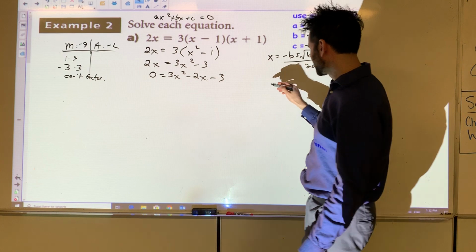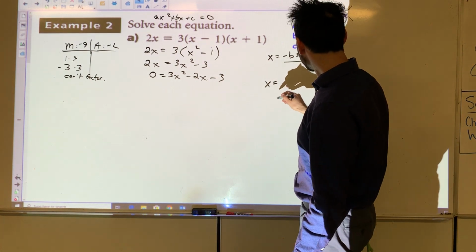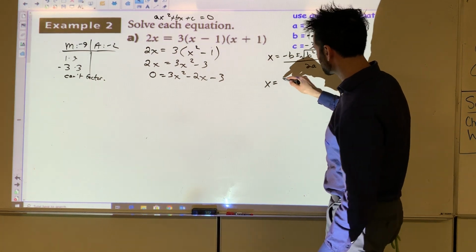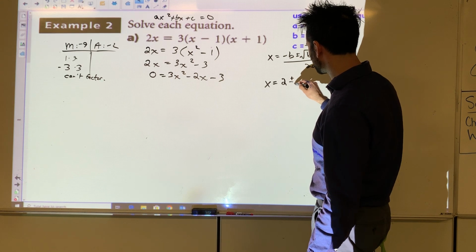Now plug everything in. So negative B, so -2 is +2. I usually like to clean that up when I plug it in.